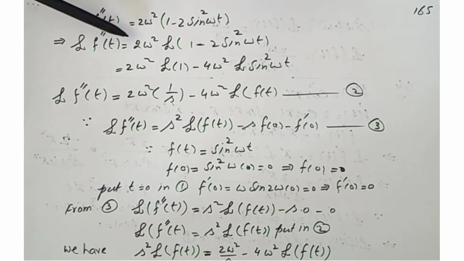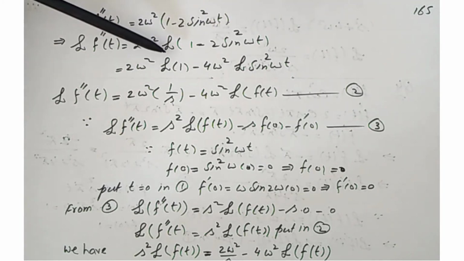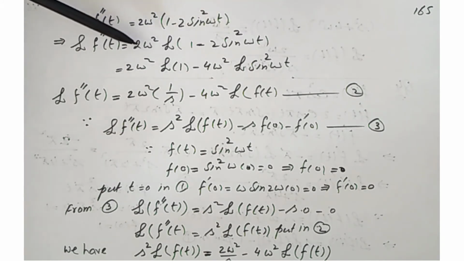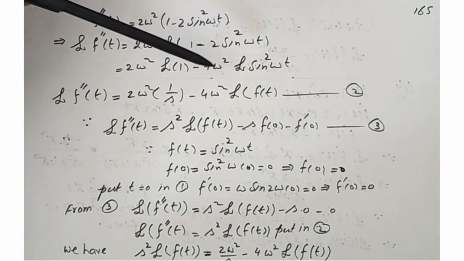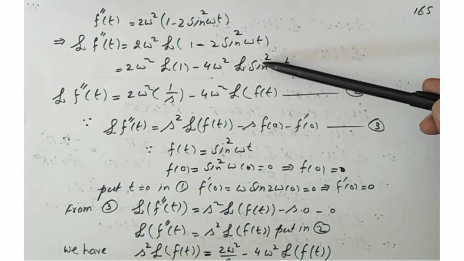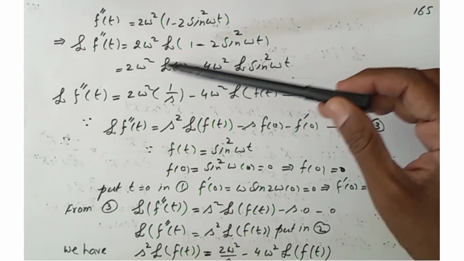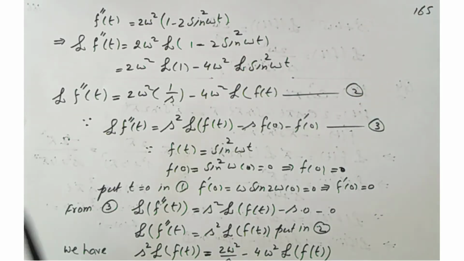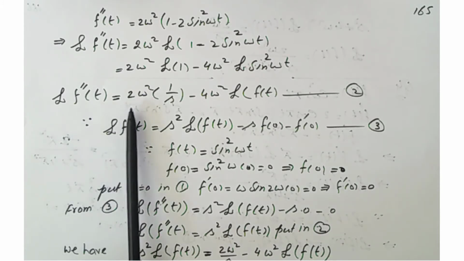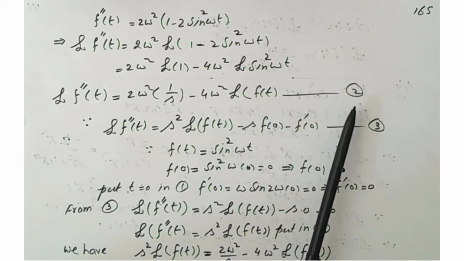Taking Laplace both sides, Laplace of f''(t) equal to 2 omega square Laplace of 1 minus 2 sin square omega t. We separate the Laplace terms: 2 omega square Laplace of 1 minus 2 into 2, 4 omega square Laplace of sin square omega t. Since sin square omega t equals f(t), we put here f(t), and Laplace of 1 equals 1 over s. So we have Laplace f'' equal to 2 omega square by s minus 4 omega square Laplace of f(t). This is equation number 2.